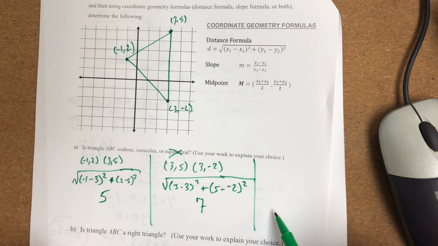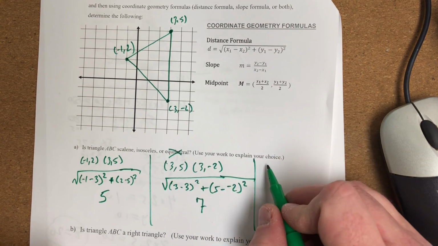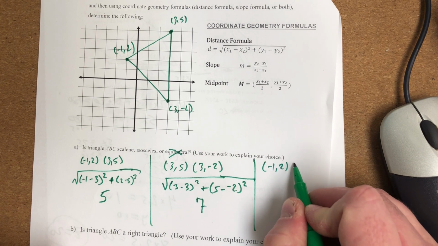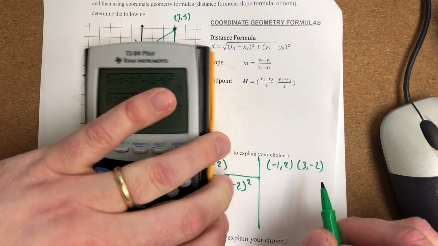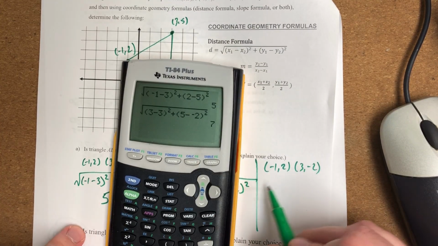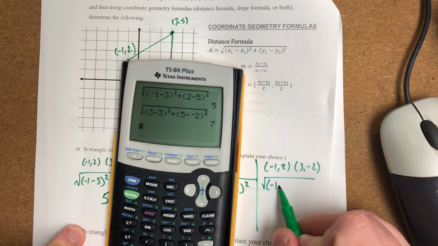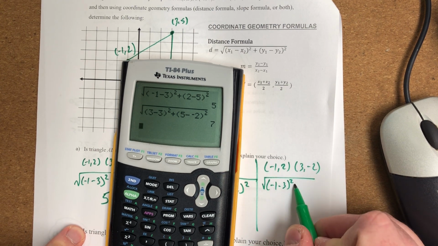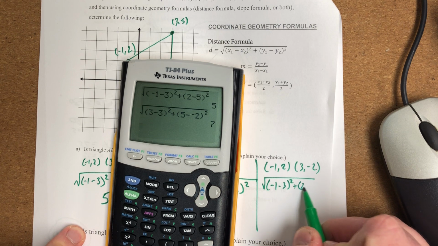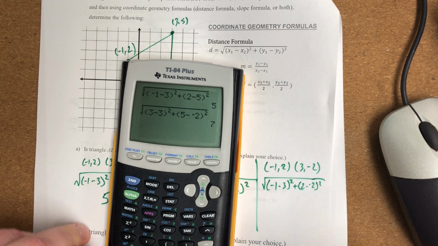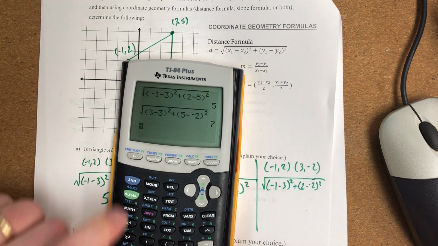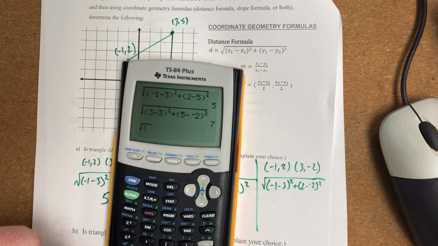Let's do our third side. Let's see, negative 1, 2, and 3, negative 2. So that'll be negative 1 minus 3. We take the x's and subtract them, plus take the y's and subtract them. So 2 minus negative 2 squared. All right, let's see what we get. Square root, negative 1 minus 3 squared plus 2 minus negative 2 squared.